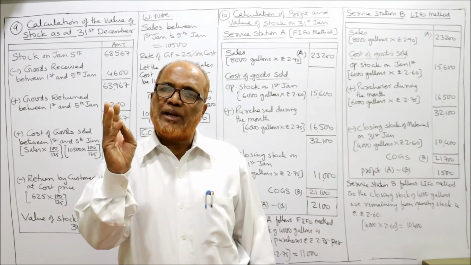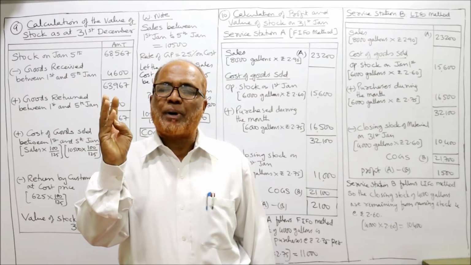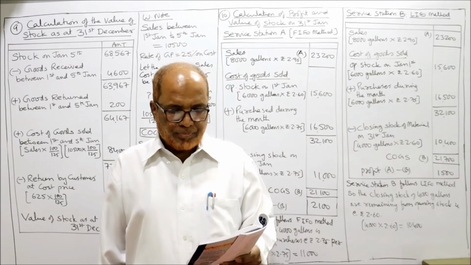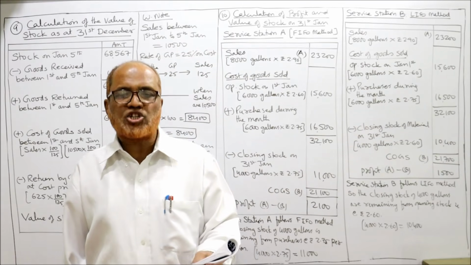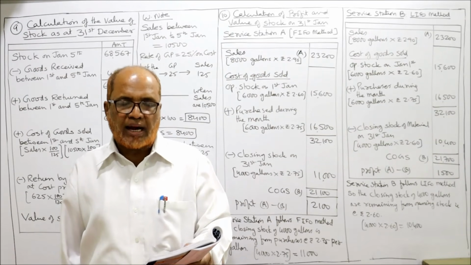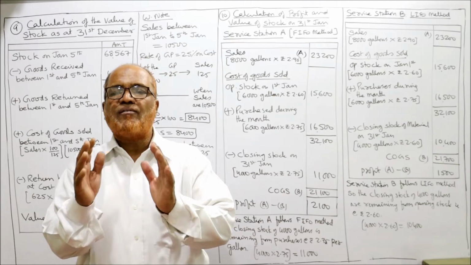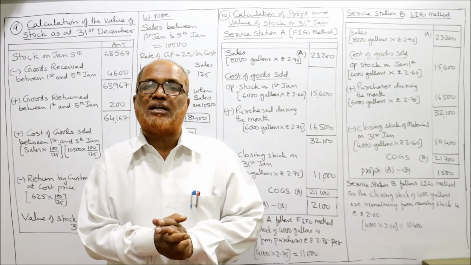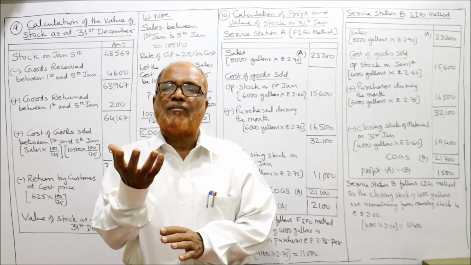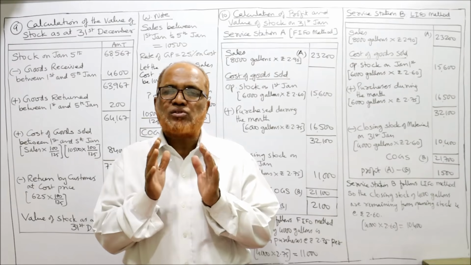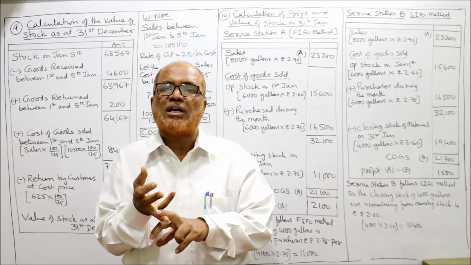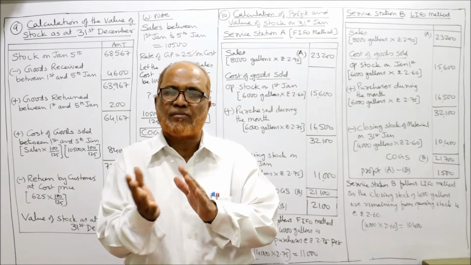Both the stations' opening stock is the same, both the stations' purchases are the same, both the stations' sales are the same. Then determine for each service station the profit earned during the month and the value of petrol in stock at the close of the month. What is the value of the stock at the end of the month, 31st January? Simply, we have to find out the value of closing stock. So two things we have to calculate. We have to calculate what is the profit made during the month, and what is the value of stock on 31st January for both the service stations.